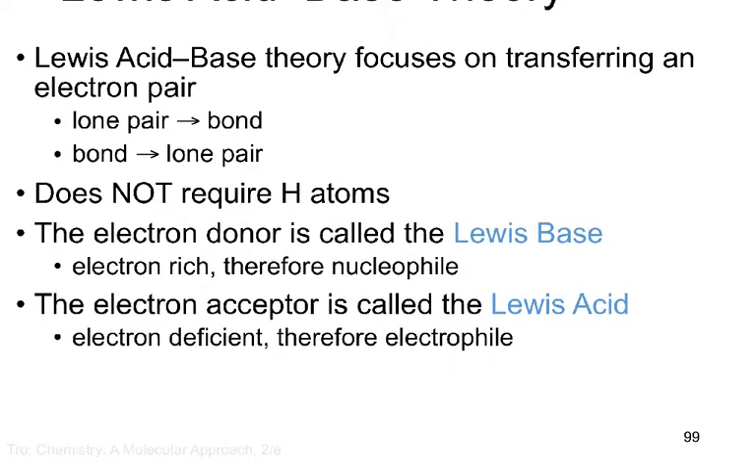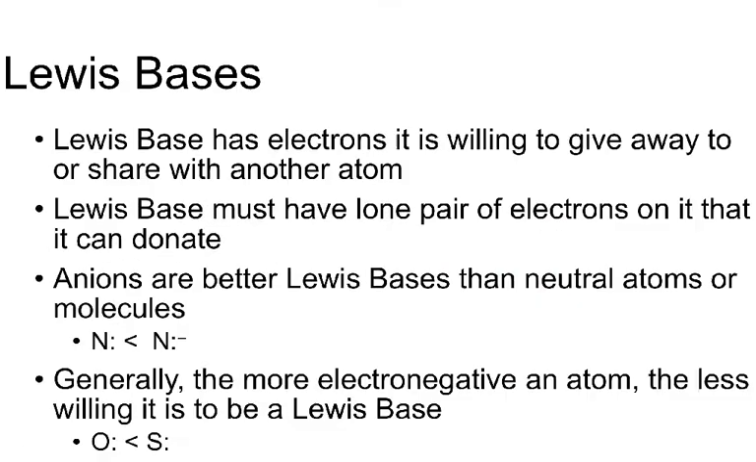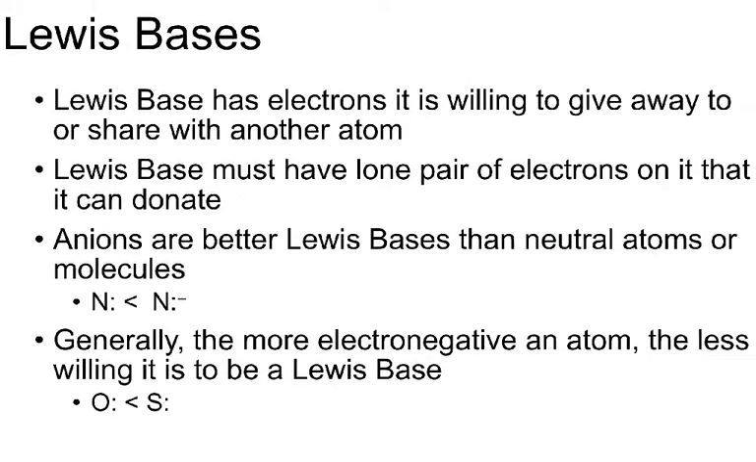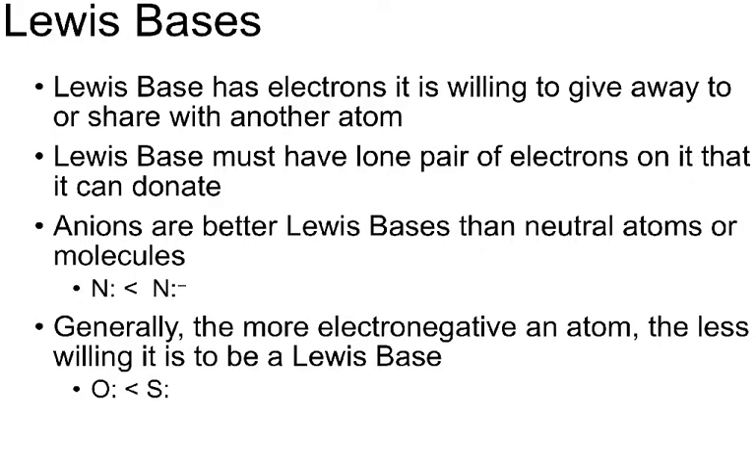The electron acceptor is the Lewis acid. It doesn't have enough electrons, so it's an electrophile. Phile means love, desire, that sort of thing. So an electrophile wants more electrons. Lewis acids are electrophiles. Lewis bases are nucleophiles. So a Lewis base is going to have extra electrons. It's willing to give away or share.